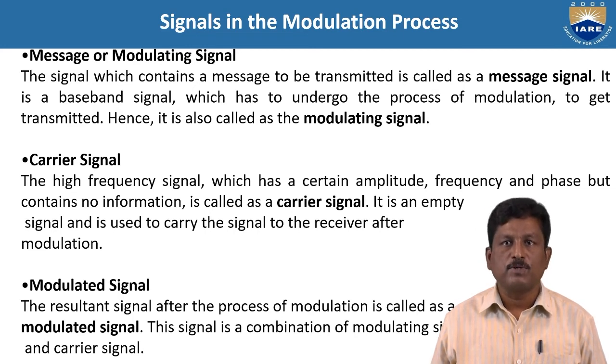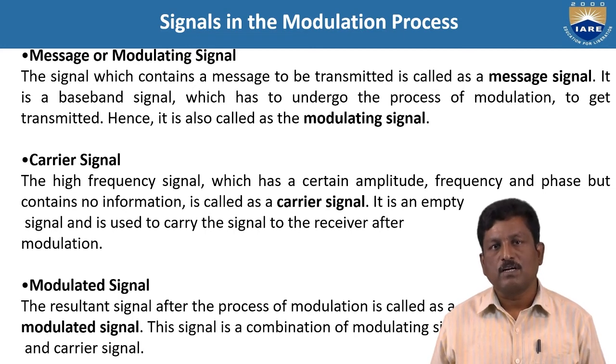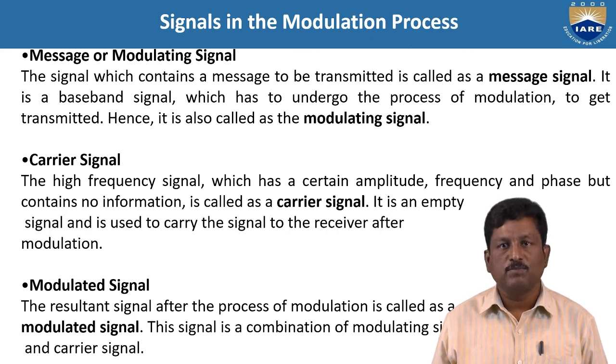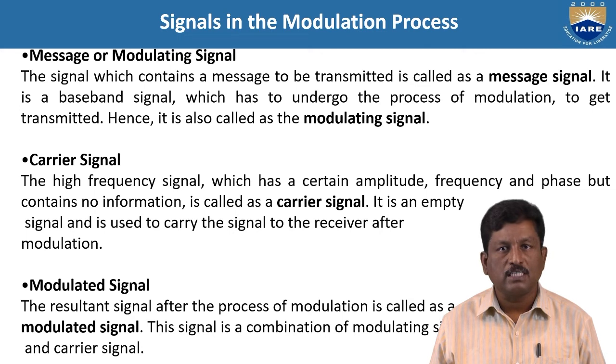It may be amplitude modulation, frequency modulation, or phase modulation. According to that, we have the modulated signal. So before modulation it is called the modulating signal. After modulation, it is called the modulated signal. The third signal is the carrier signal. It is a high frequency signal.